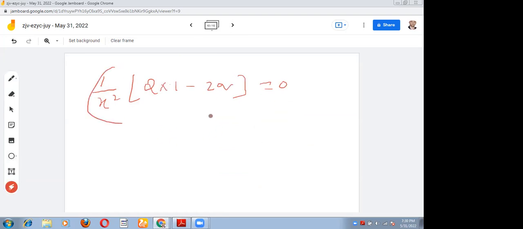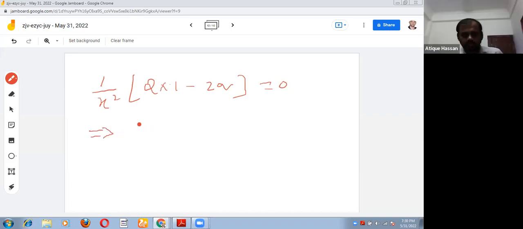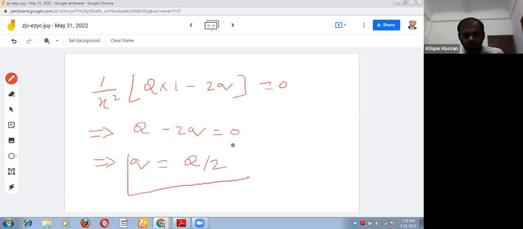Both of you got this point? Okay. So x square will become 0 by going to the right side. So it will be q minus 2q should be equal to 0. So what value did you get for small q? Small q should be equal to Q by 2. Got it or not?